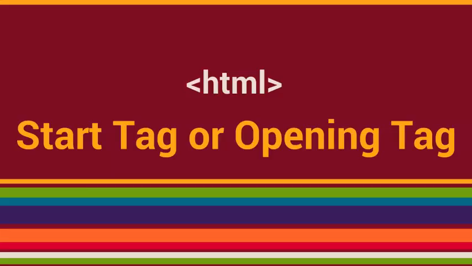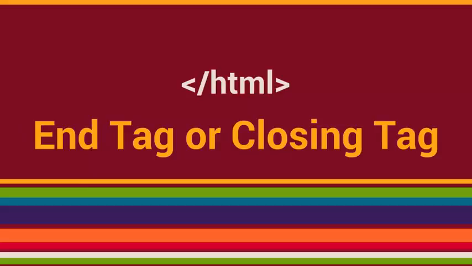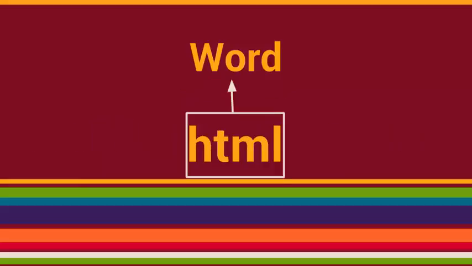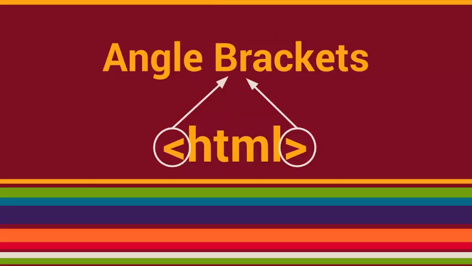The first tag is known as start tag or opening tag, and the second tag is known as end tag or closing tag, but web developers most commonly use the opening and the closing tag phrase. Tags consist of words enclosed in angle brackets.